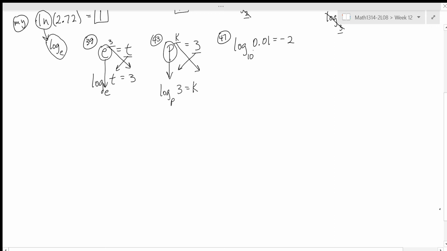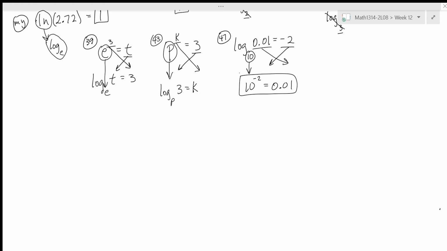And the instructions say convert to exponential form. And guess what? My poem still works. We're going to bring the base down, switch the other two around. Now, what is the negative 2 going to become? Exponent. Because the 10 is a base, and so he needs a power. And now we have converted to exponential form. Does everybody see how that works?